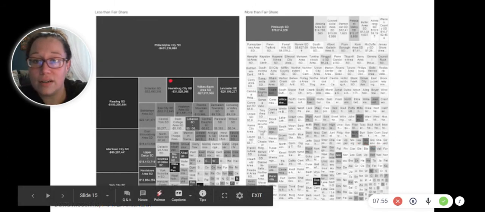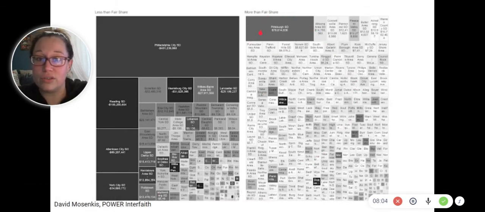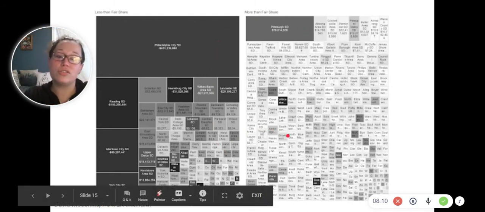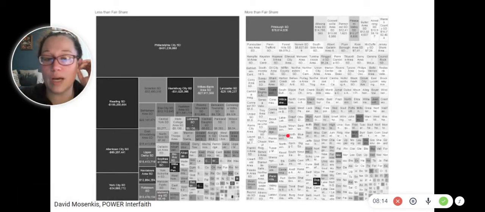So what we see here is that on the more than their fair share, again, you see a lot of white boxes. Pittsburgh is also getting more than their fair share, and there's a few complicated reasons for that. But it's worth remembering that in general, districts that are getting more than their fair share are probably districts that have been shrinking in terms of student population over time. And that's how Hold Harmless has benefited them in the formula.